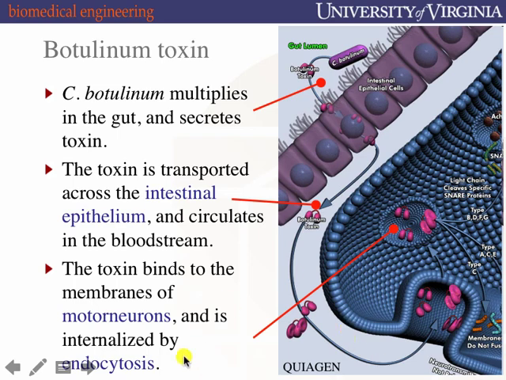It makes its way to the motor neurons, and it's internalized by that process that we've highlighted before known as endocytosis, right? So endocytosis, the cell is going to form a vesicle on the plasma membrane. It's going to pull in proteins and products from its extracellular environment. It's going to pinch those off and bring them into the cell, endocytosis, as opposed to exocytosis, where it's pushing them out into the extracellular environment.